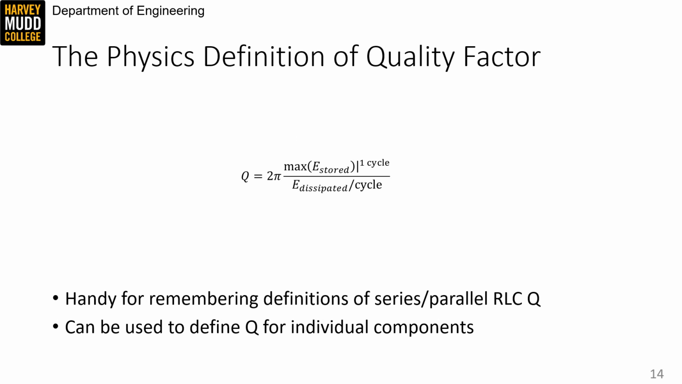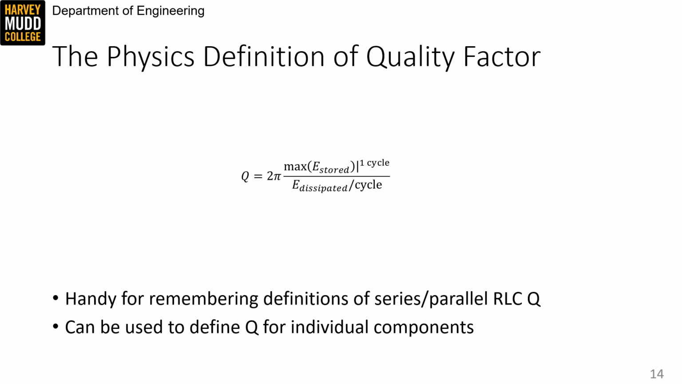We quantify the losses in these lossy components by going back to the most fundamental definition of quality factor, which is 2 pi times the maximum energy stored in one cycle divided by the energy dissipated in one cycle. This definition means that a system that stores lots of energy without losing much will have a high quality factor. You might note that energy per cycle has units of power, and there are other definitions of Q that rewrite the denominator as an average power.